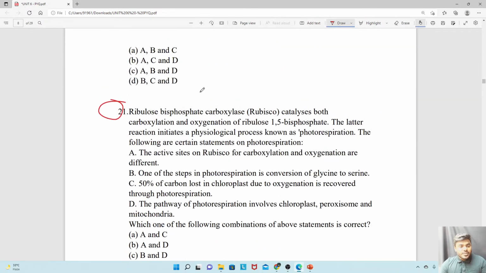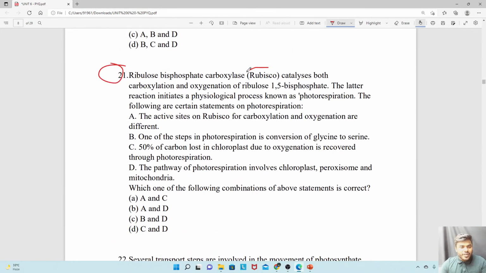Okay, friends, please ask me if you have any doubts. We all know very well, friends. Suppose for example, this is Rubisco. Rubisco is an enzyme. You tell me, friends, does Rubisco have two active sites? No, right? Every single enzyme has only one active site. Only to that one active site will the substrate come and attach. Very simple point. So option A says that the active sites on Rubisco for carboxylation and oxygenation are different.